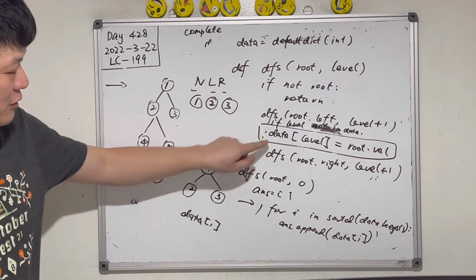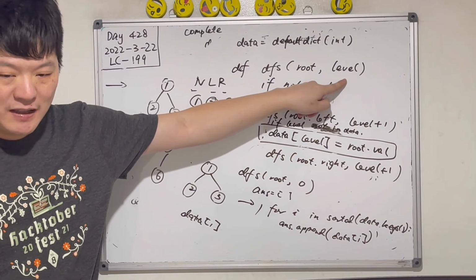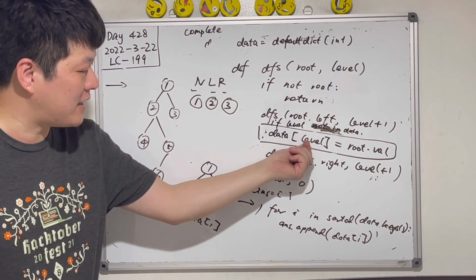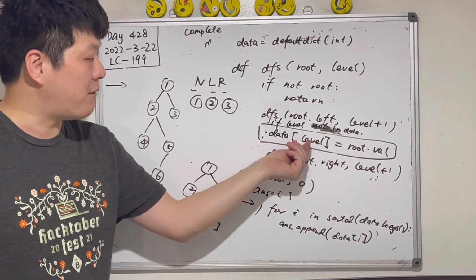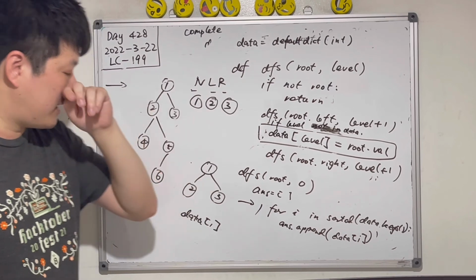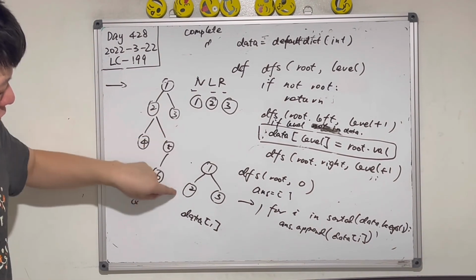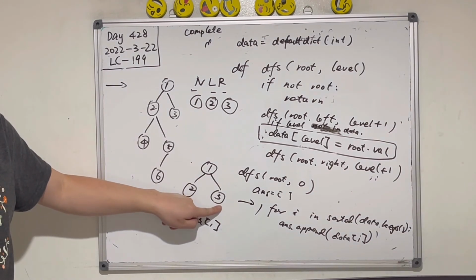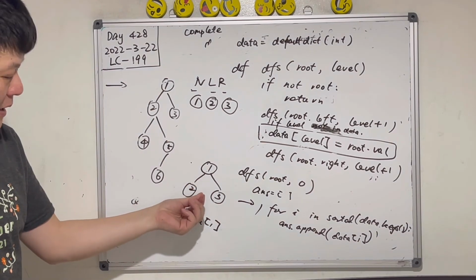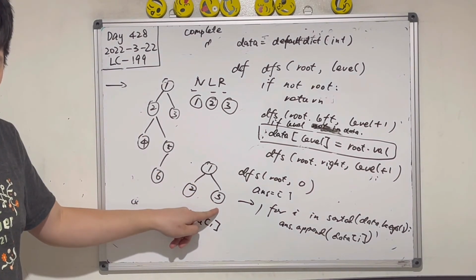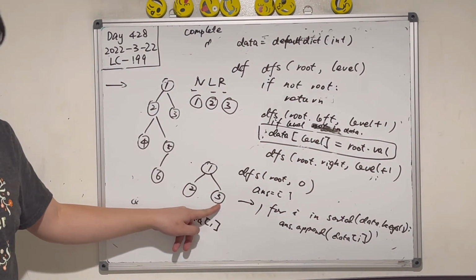We visit the depth search, and when we visit the node, we pass the level. We use the level as the key to store the values for each level in a dictionary, in a hash map. So if we visit the tree in 1, 2, 3 and we update the hash map, first layer, second layer, the data 1 will be 3. That's the right side view, right?